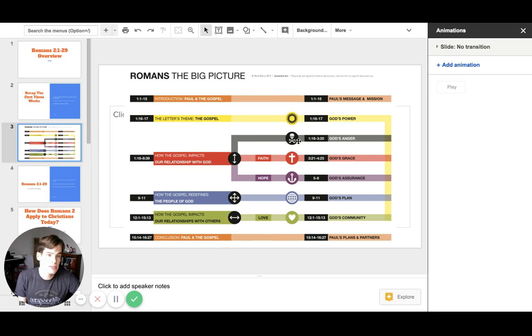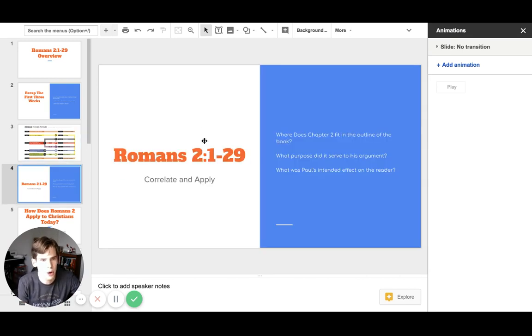The first place that this goes is chapters 1:18 through 3:20, talking about the wrath of God. And this is part of the gospel, and we need to understand this. We need to understand where we're at in Paul's argument in order to understand what we should be taking away from this particular study. So go ahead and look at this, download this, show it to your study. I think it's going to be really useful to you as we go on.